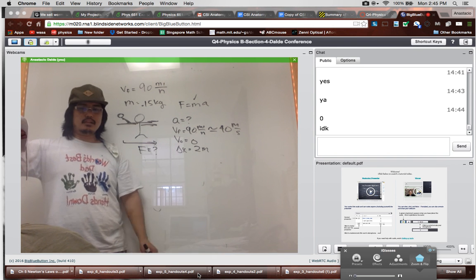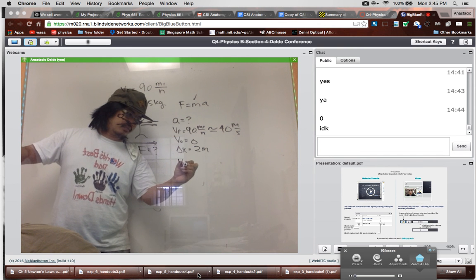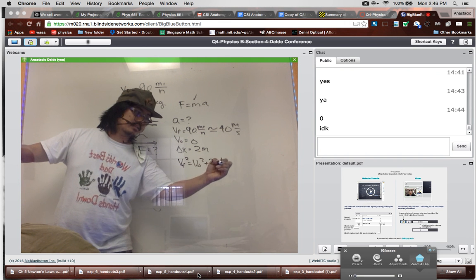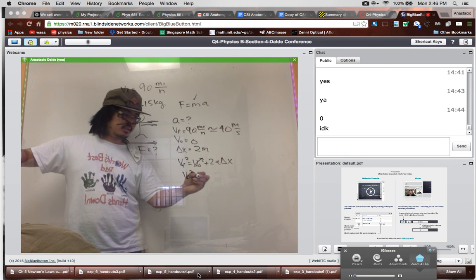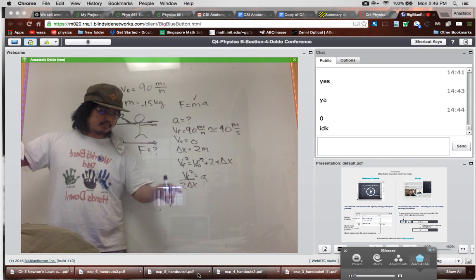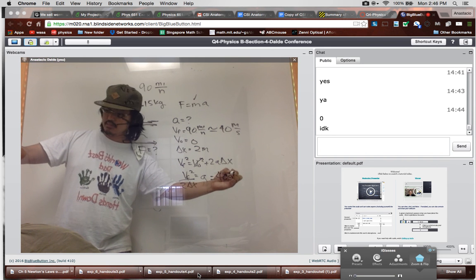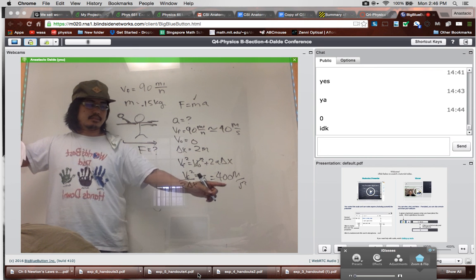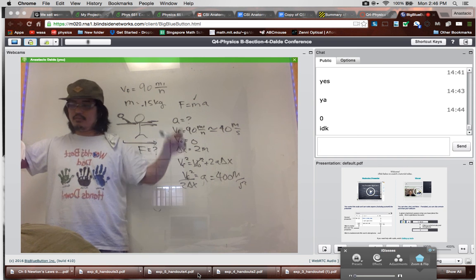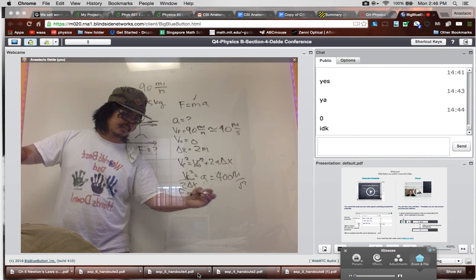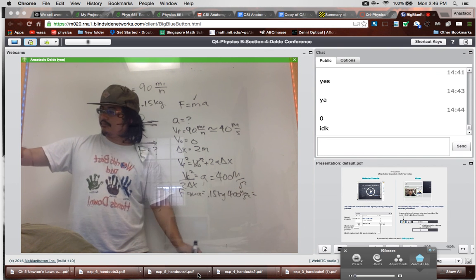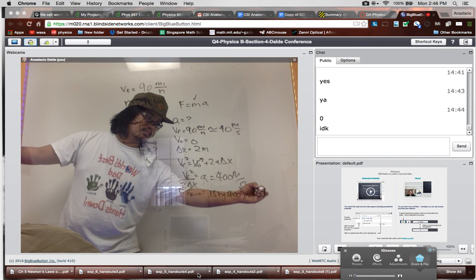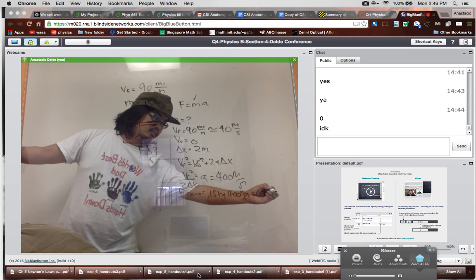With all of this in mind, we can figure out what A is. V final squared equals V initial squared plus 2A delta x. I'm going to solve for A. This is 0, so V final squared over 2 delta x is equal to A. I plug my numbers into this equation and end up getting 400 meters per second squared. Then I multiply that times my m to get my force. Force is equal to ma, which is 0.15 kilograms times 400 meters per second squared, and I end up getting a force of 60 newtons, which if you convert that to pounds, is about 10 pounds.